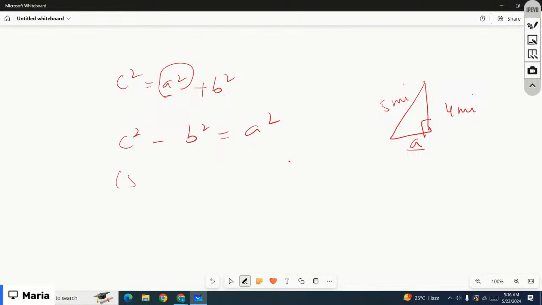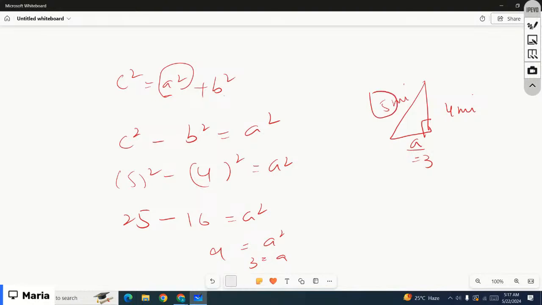C is 5 square minus 4 square equals A square. 5 square is 25, 4 square is 16, so A square is 9. That means A equals 3. You always note down the longest side is always the hypotenuse, right? So the missing side length is 3, right?